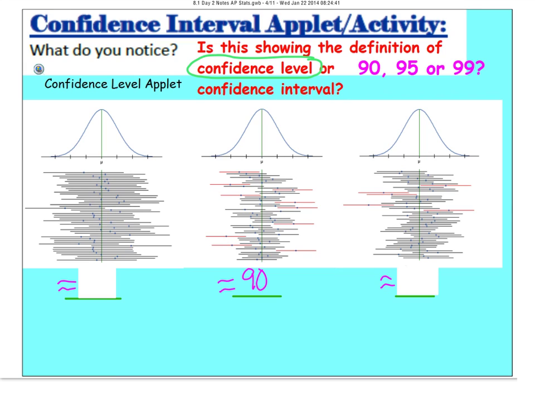Now, how about the other two? Which one is 95 and which one is 99? This one to the right is actually missing about 5 of the intervals, so this here is a 95% confidence level. And lastly, this one over here captures most of them. Actually, we don't see any of them missing, but this is a 99% confidence level.